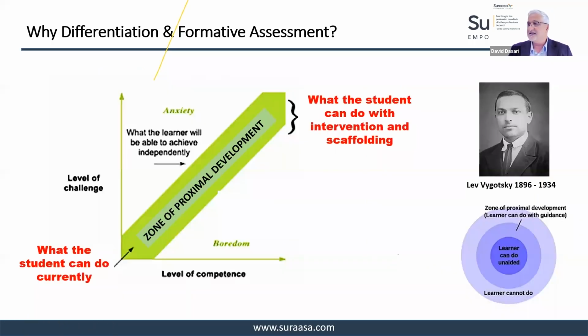Or why do we need to apply formative assessment in the class? Why do we need to differentiate? Well, in the late 1800s and early 1900s, an educationist by the name of Lev Vygotsky came up with a concept called the zone of proximal development. And what it really was is something that he created and came up with at that point, but something that we're still using right now.